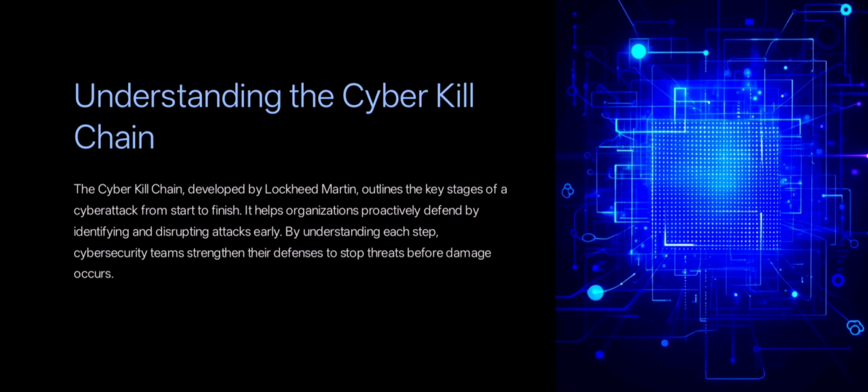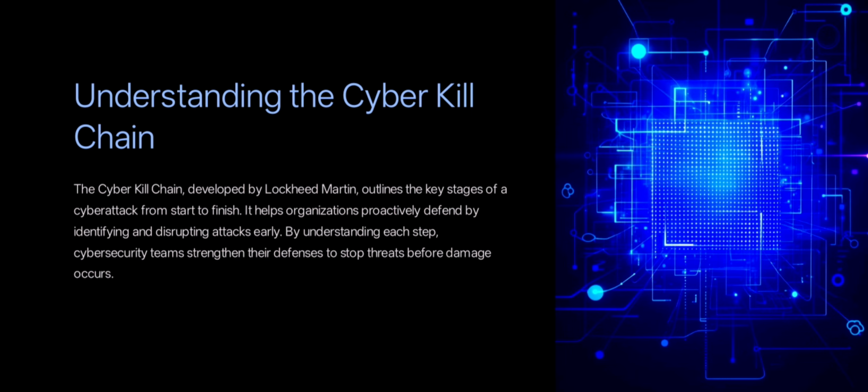Persistence mechanisms allow attackers to retain control even after reboots or disconnections. Early detection at this stage is vital to preventing deeper infiltration. 6. Command and control, C2. Definition: the attacker establishes communication between the compromised system and a remote server to issue commands and extract data.